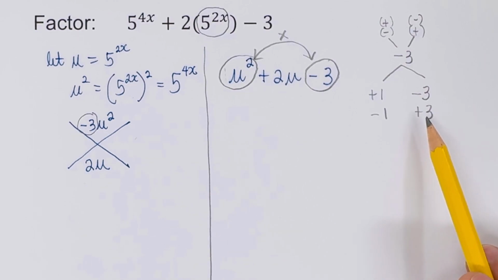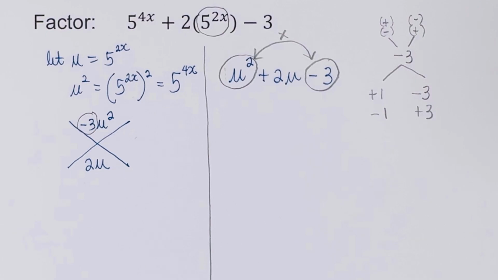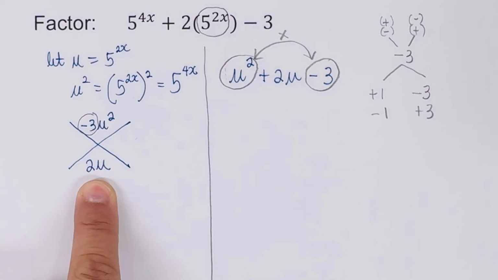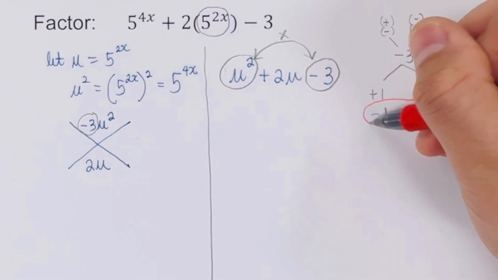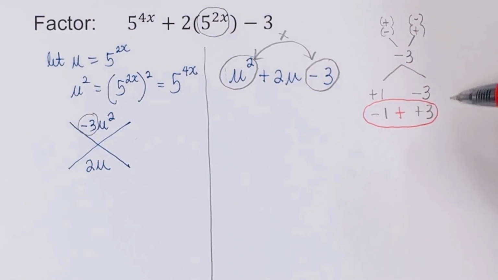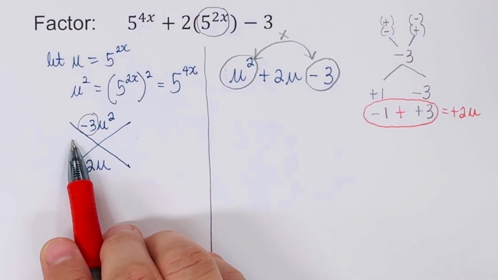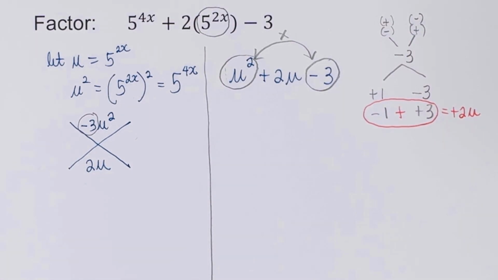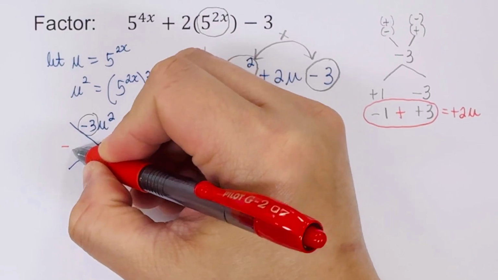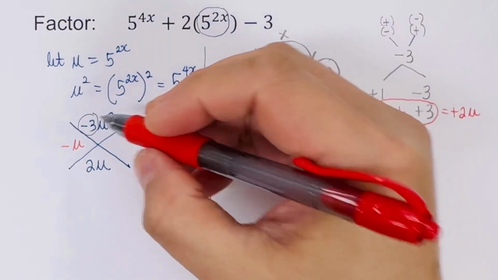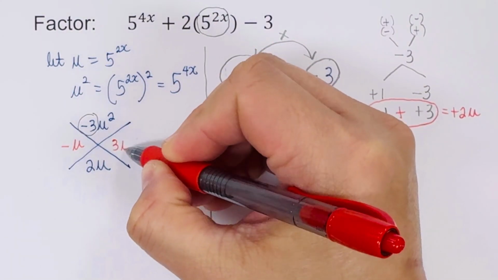Now we're going to figure out which of these two factors that we got here, when we add them, will give us 2u. So in this case right here, these 2 when added together will equal positive 2u. And so we can write these two on the side of the diamond here. I'm going to write negative u, so that's negative 1u, and positive 3u.